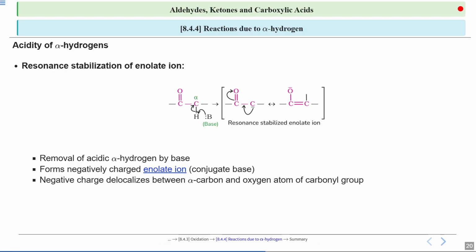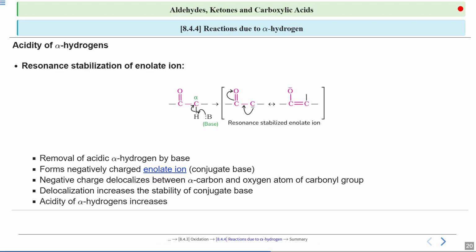Now, the negative charge on the enolate ion can delocalize between the alpha carbon and the oxygen atom of the carbonyl group. This delocalization increases the stability of the conjugate base, or the enolate ion. So finally we conclude that the increased stability of the conjugate base leads to an increase in the acidity of alpha hydrogens. This is why these hydrogens are more acidic compared to other hydrogens in the molecule. I hope this is clear to you all.